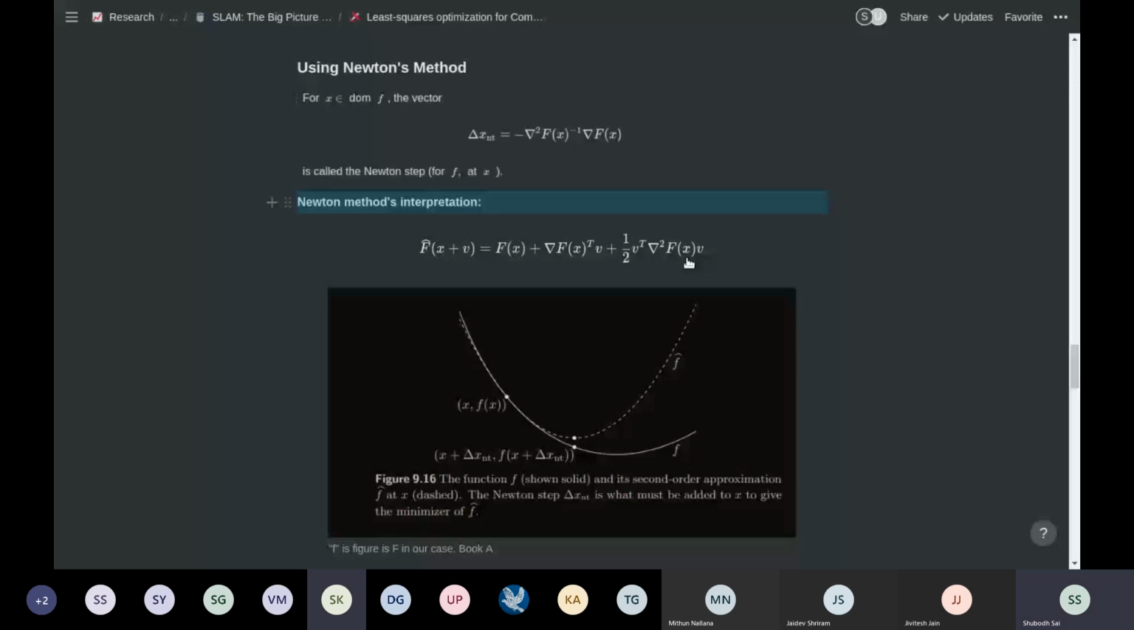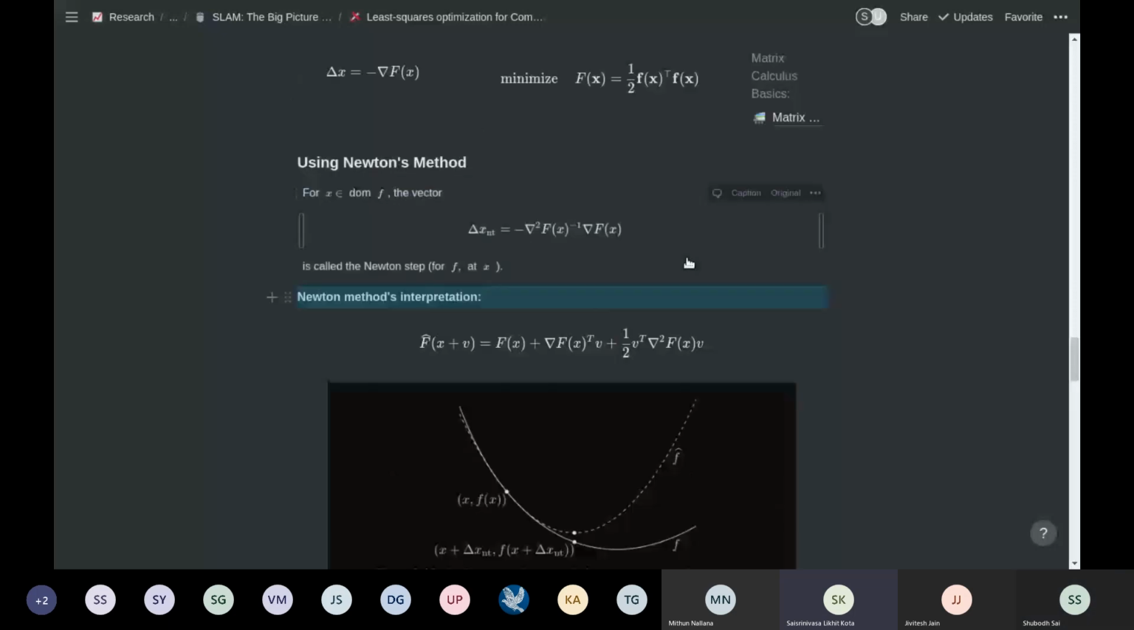Oh, one quick question. Hessian of f of x to the power -1 means after you calculate the second derivative, you're inverting the matrix, is it? Yes. You're inverting the Hessian matrix. Inverse, right. Okay. Yeah. Thank you.